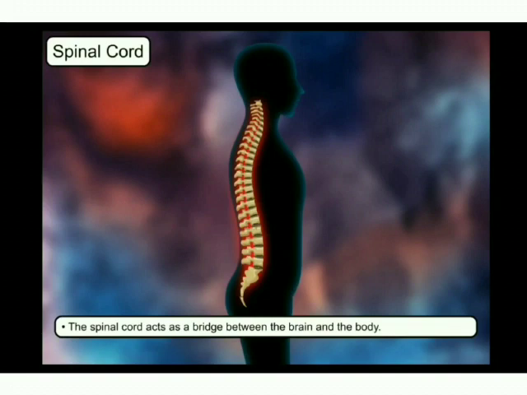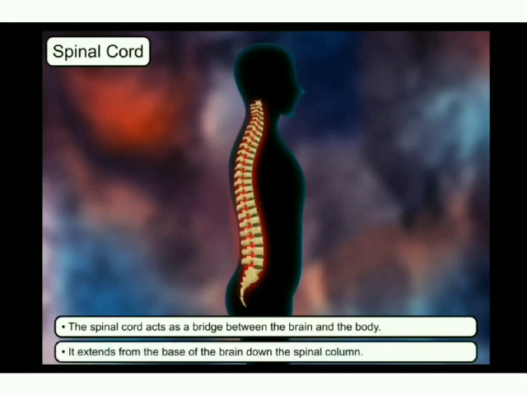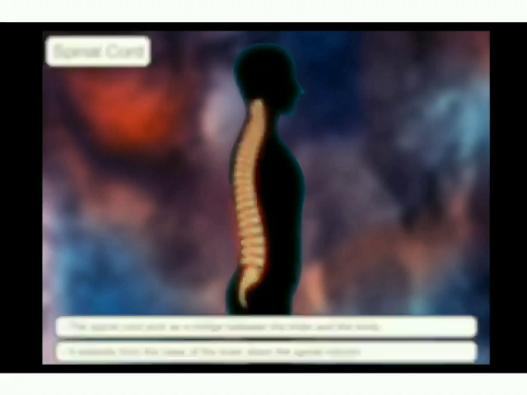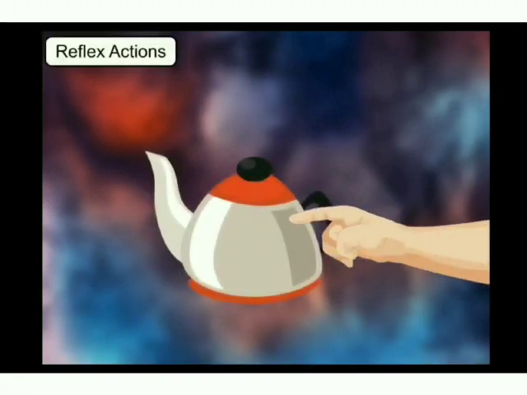The spinal cord acts as a bridge between the brain and the rest of the body to transmit signals to and from the brain. It also plays a major role in our reflex actions. Now let us learn about the reflex actions.